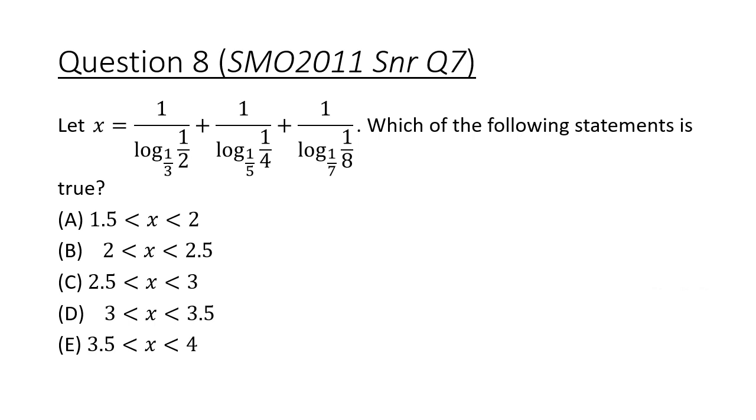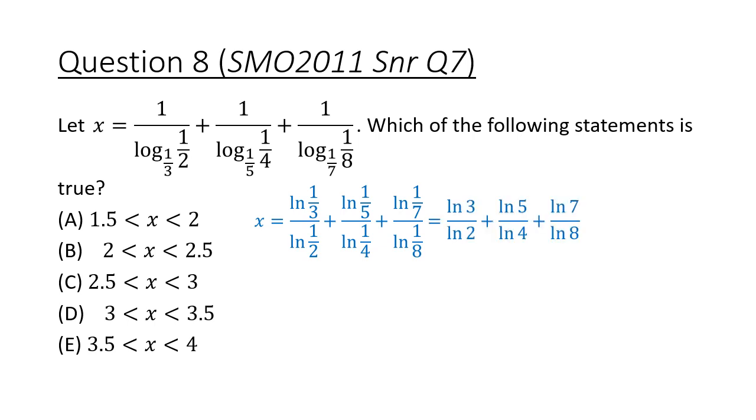So the first thing we can do is apply the change of base law, and we're going to change it all into ln, so log base e. This is what we'll get. Now we can further simplify this because ln of 1/3 is the same as negative ln 3. Ln of 1/2 is the same as negative ln 2. So if we remove all the reciprocals, we'll just get ln 3 over ln 2 plus ln 5 over ln 4 plus ln 7 over ln 8.